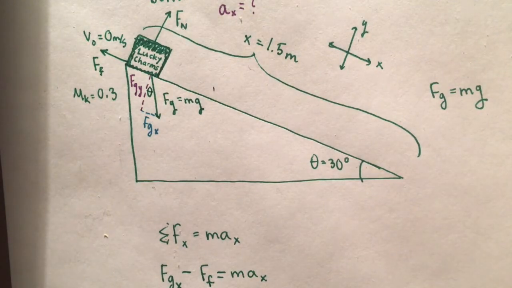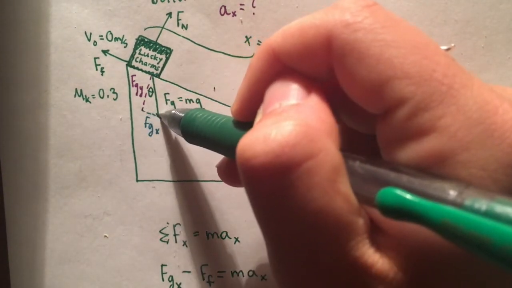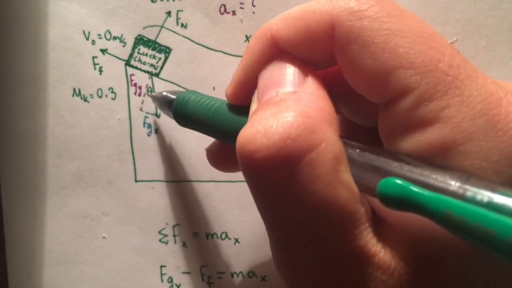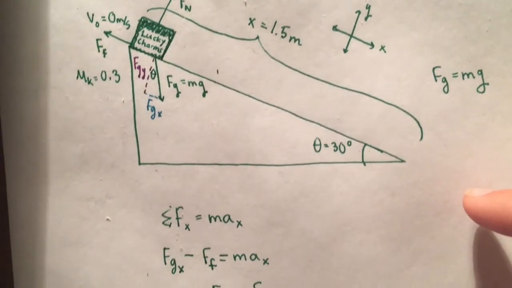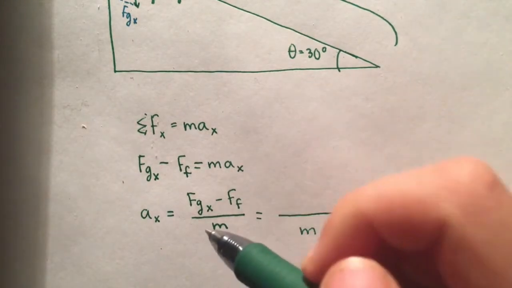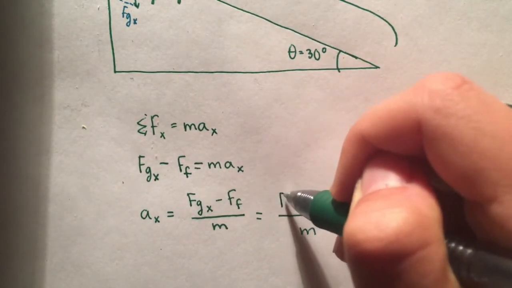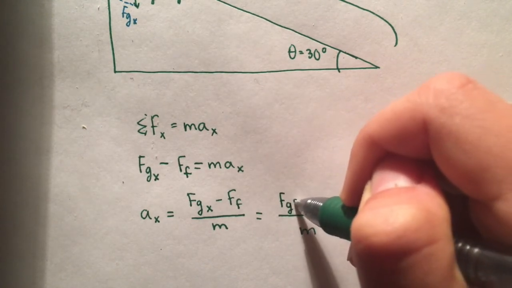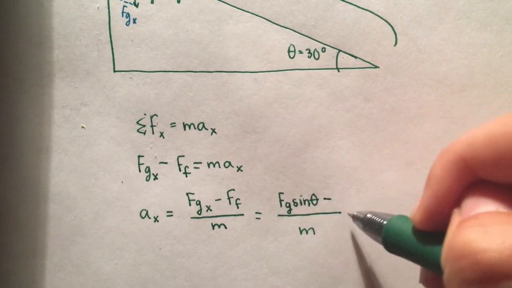Now, don't triangle too hard on this. All you have to realize is that because we're looking for this side of the triangle and it's opposite to the angle, we have to multiply by the sine of the angle. So our force of gravity in the x direction, the horizontal component, is equal to Fg sine theta. And now we are subtracting the force of friction.